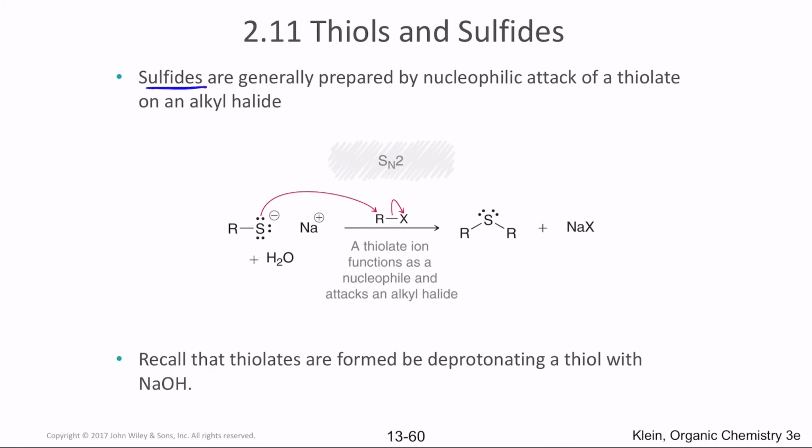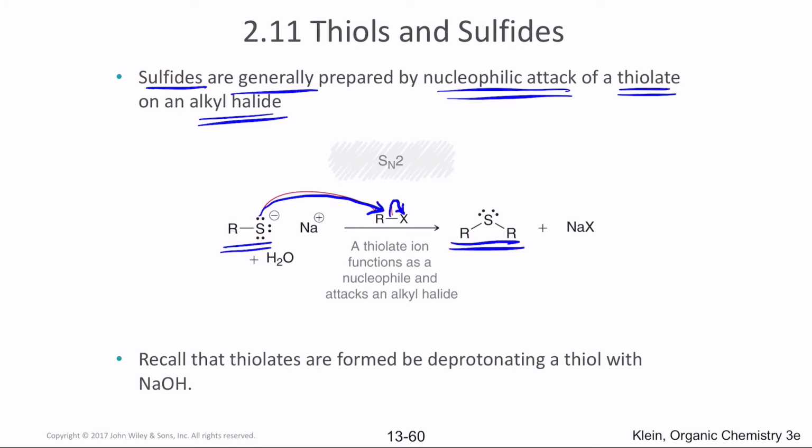Next, sulfides are generally prepared by nucleophilic attack of the thiolate on an alkyl halide. So you can create a sulfide by attacking an alkyl halide with a thiolate. For example, the RS minus will attack the R. The R then donates its electrons back to the X. That results in the formation of the sulfide. So this here is an example of the thiolate ion attacking the alkyl halide. So this is the thiolate ion.